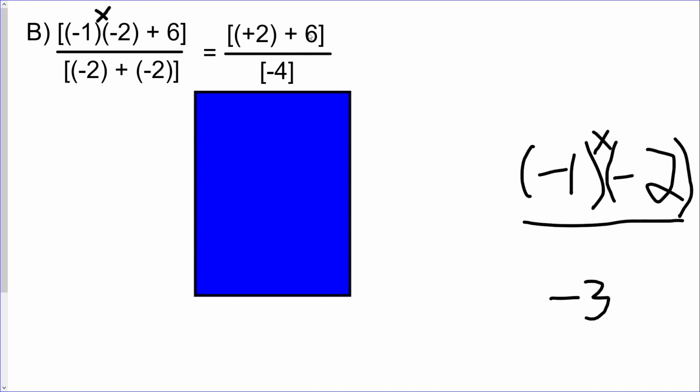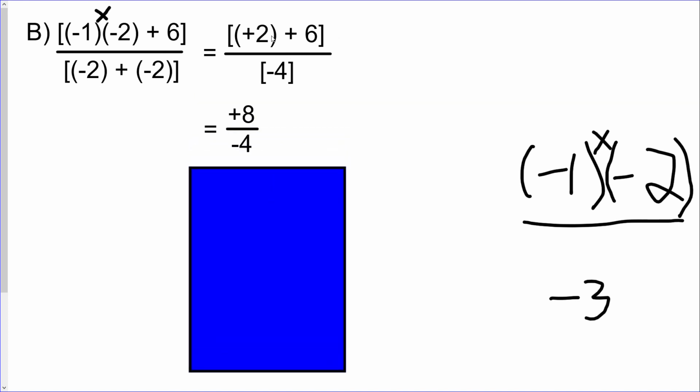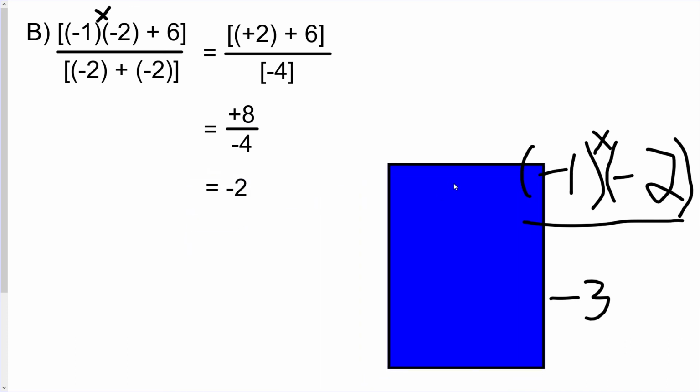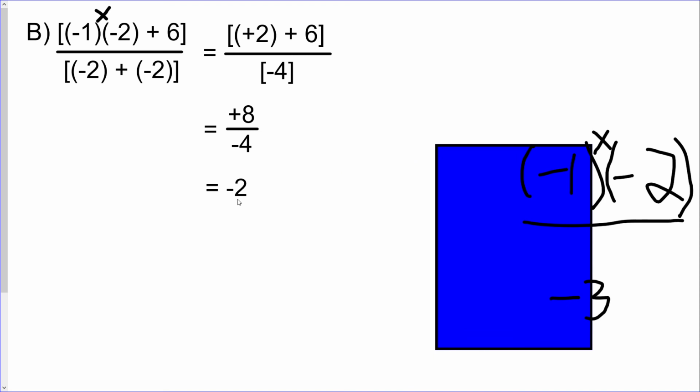So we end up with positive 2 plus 6 over negative 4. The positive 2 plus 6 is positive 8, and negative 4 on the bottom, and then I'm just dropping the square brackets because they don't really serve much of a purpose at this point. Then you divide that to get an answer of negative 2.